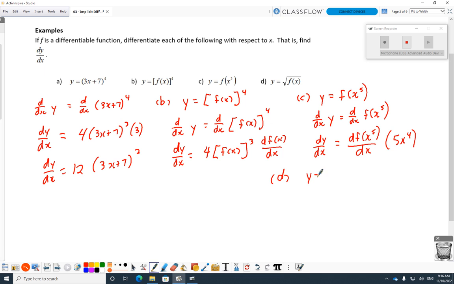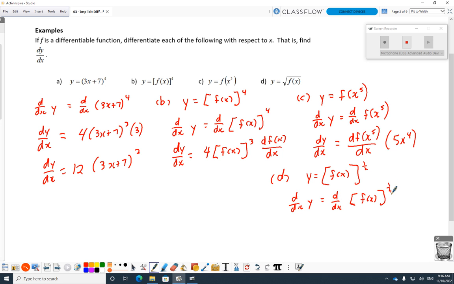y equals f at x, but f at x has an exponent of 1/2 on it. So if I want to do d by dx, I do d by dx of both sides. And that's the really big moment of the lesson. These examples are just me playing around with the new method, which is writing d by dx on both sides.